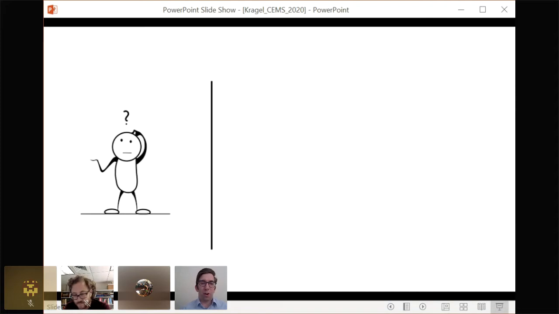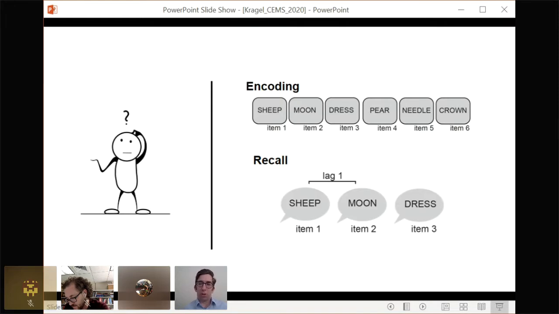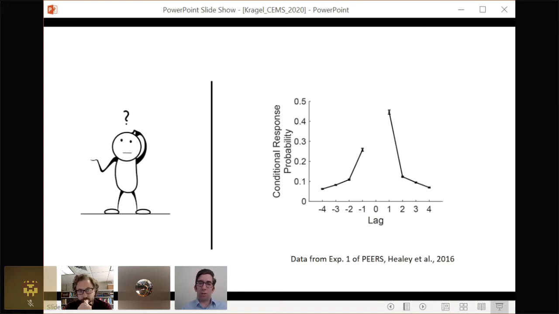Within the domain of psychology, temporal organization is most commonly studied with list learning paradigms such as free recall. Here I'm showing you a simple encoding list of 6 items. If you ask a subject to remember these items in any order, the very common effect that's been mentioned in previous talks is temporal contiguity. You tend to recall items that were presented nearby in time consecutively. Here I'm showing you the recall sequence: sheep, moon, and then dress. If you're organizing your memory by time, you'll consecutively recall adjacent items. This comes about as a temporal contiguity effect in recall.